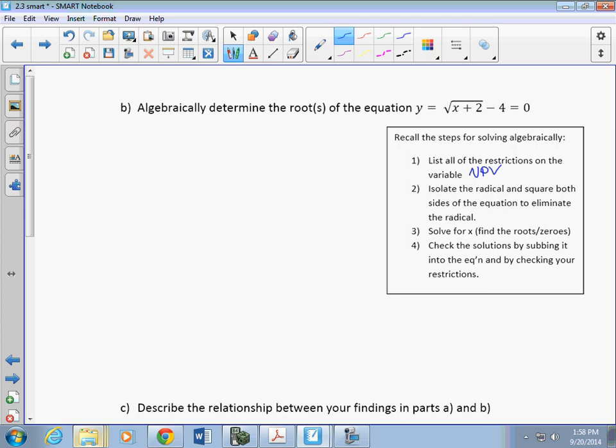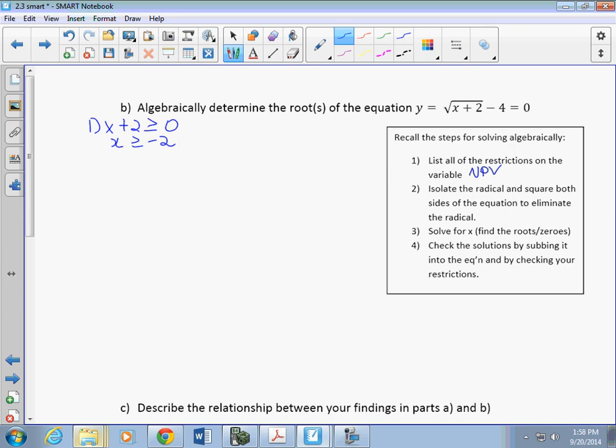So to find the restriction, I take whatever is under the radical sign and put it greater than or equal to 0, because I don't want it to be a negative value. So then that means x has to be greater than or equal to 2.